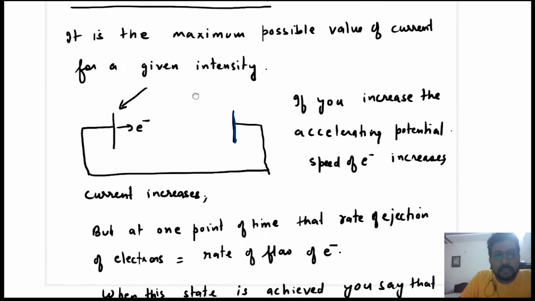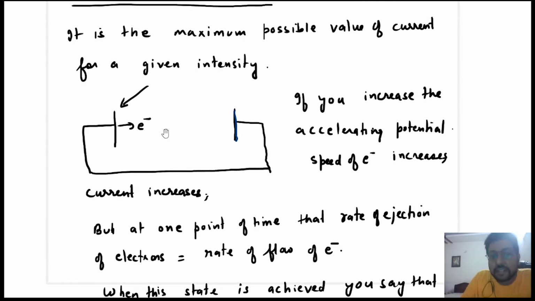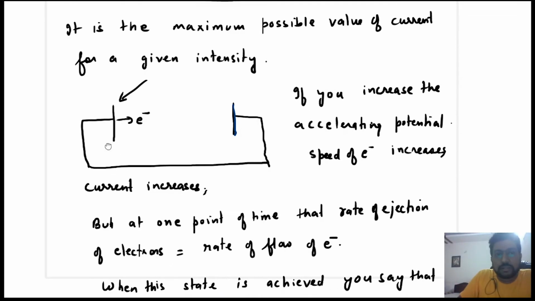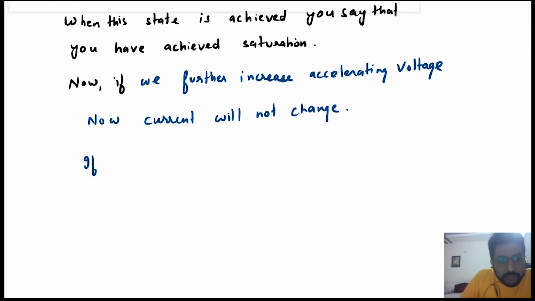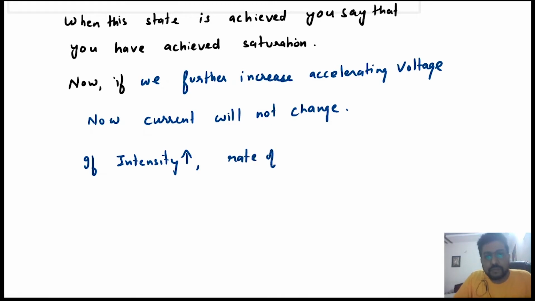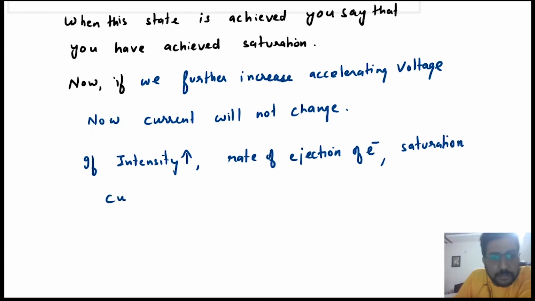Why for a given intensity? Because if intensity increases, the rate of ejection of electrons increases, so the saturation photocurrent also increases. So I'll write this point here. If intensity increases, that means more photons are striking. So if more photons are striking, then you will say that the rate of ejection of electrons increases, meaning the rate of flow of electrons increases, meaning the saturation current increases. So where is the role of intensity?